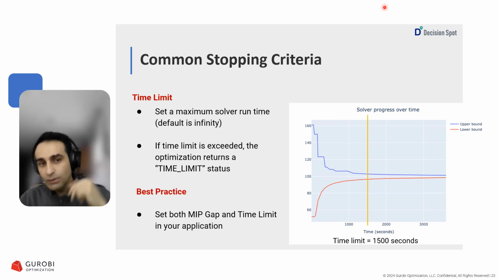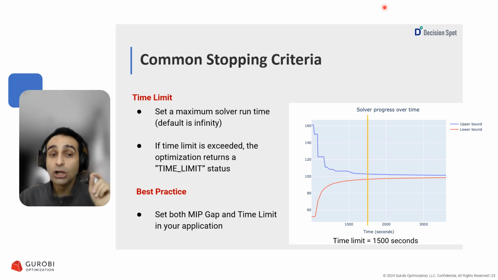So now let's turn our focus to the other key criterion, which is the time limit. Here, you're simply setting a maximum time for the solver to run. The default is infinity, right? So the solver keeps running until it either finds the optimal solution within the MIP gap, or it hits another condition, or simply runs out of memory. Setting the time limit means if the solver hits the time limit, it stops and returns the best solution found so far, if any, along with a time limit status.